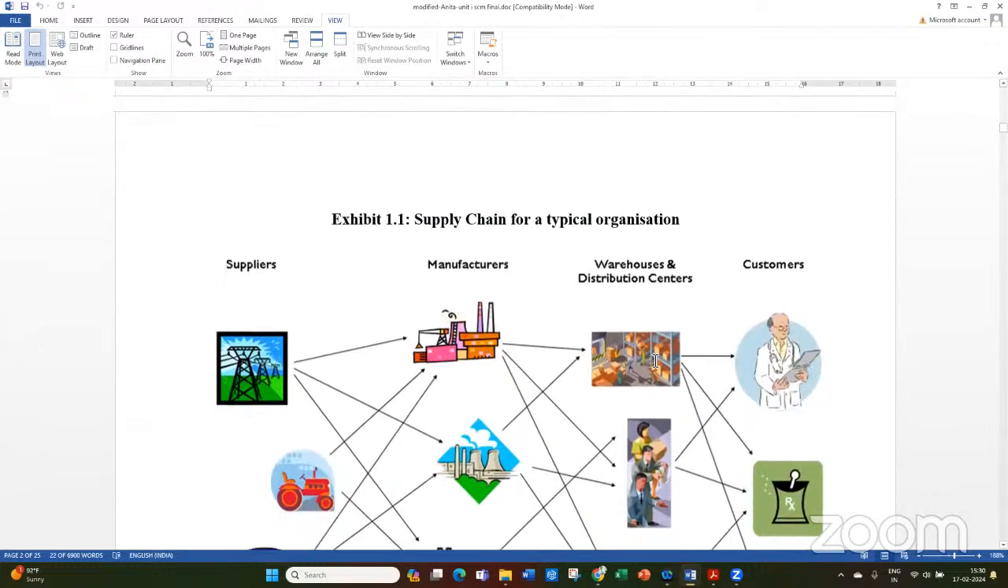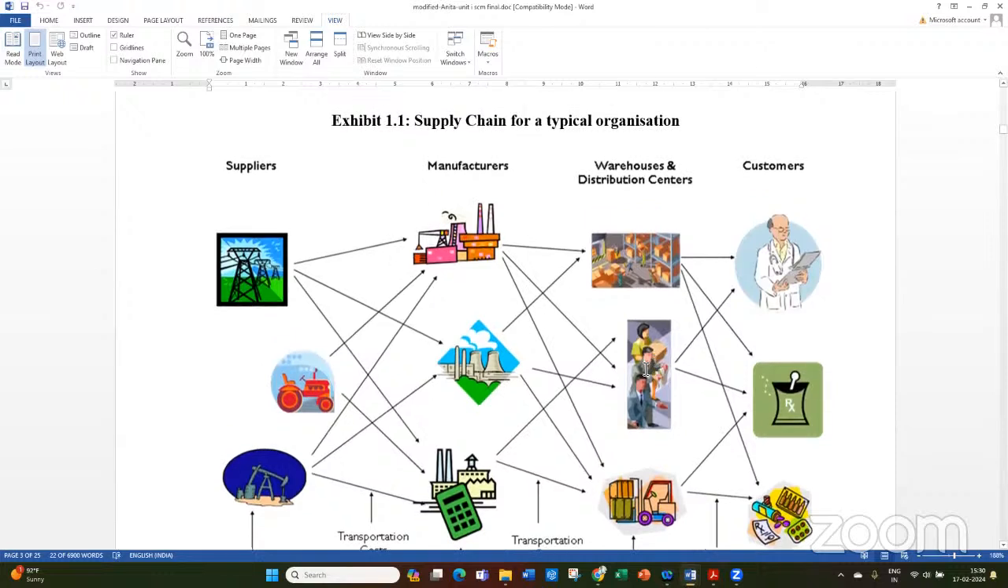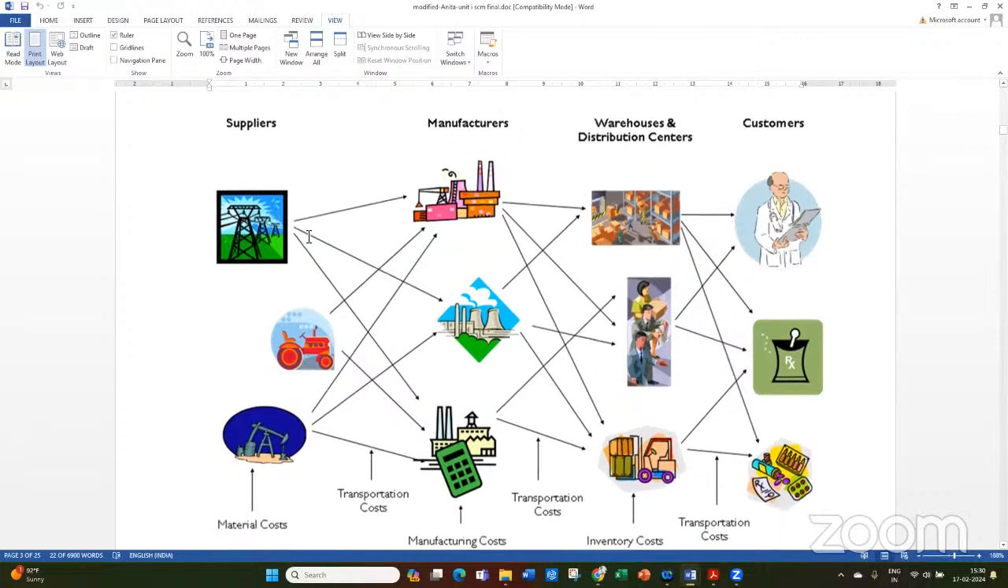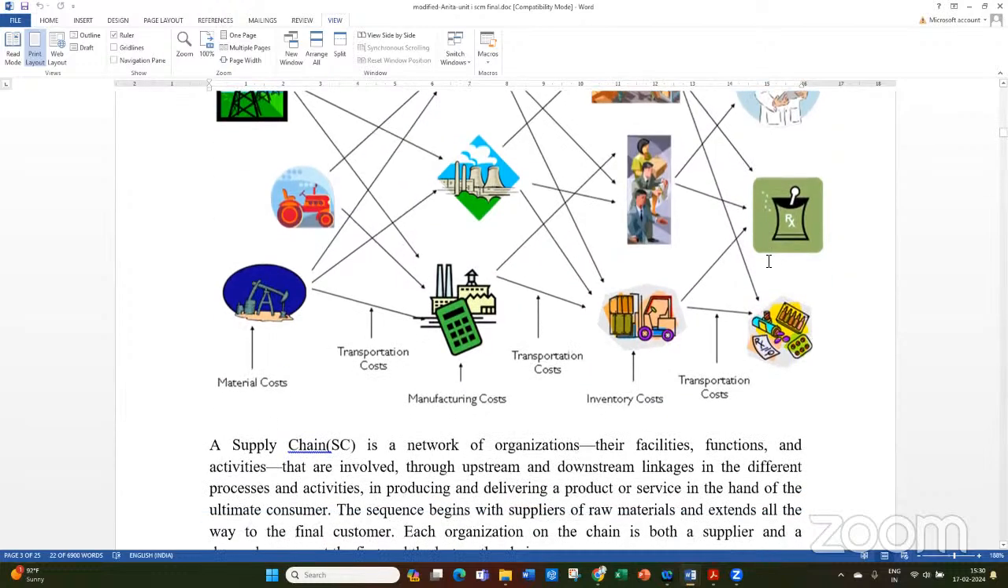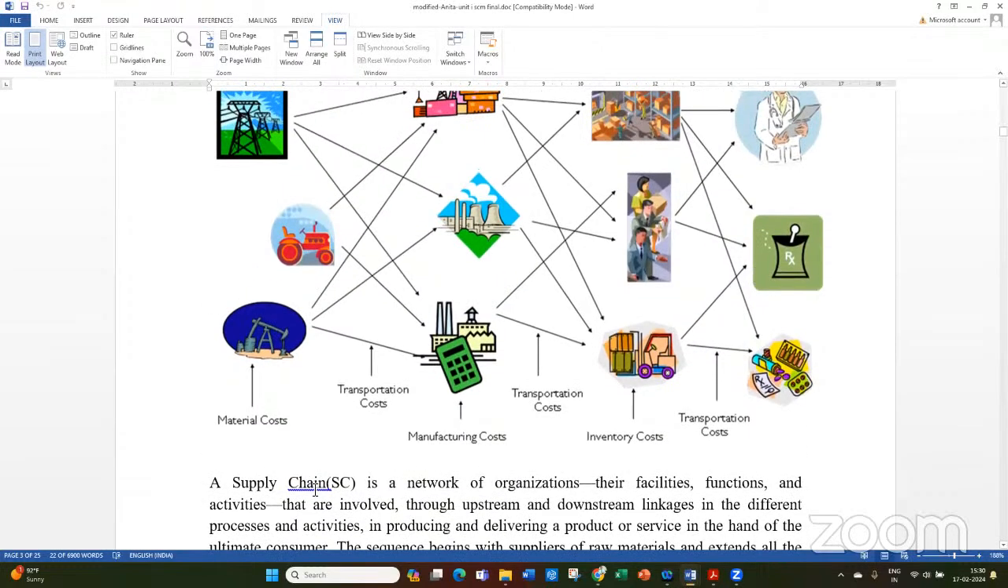If you see the diagram here, this is showing it from the material only. Here are the suppliers, supplying different raw materials to the manufacturers, and these manufacturers produce finished goods, then store them in the warehouse and distribution center, then to the customer.